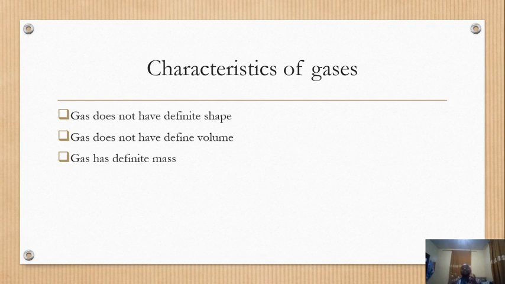Gas: there's no relationship between the particles of a gas. They are completely separate. There is no gas particle that's attached to another. There's no force of attraction between them. That's why they don't have definite shape, they don't have definite volume. But if you weigh them, they can have a definite mass, right? That's it.